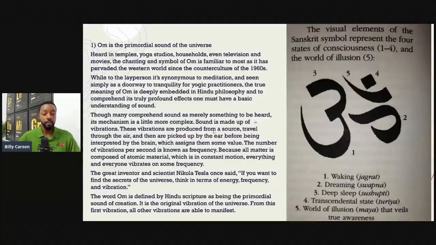The great inventor and scientist Nikola Tesla once said, "If you want to find the secrets of the universe, think in terms of energy, frequency, and vibration." He's talking about subatomic particles. The word Om is defined by Hindu scripture as being the primordial sound of creation. It is the original vibration of the universe. From this vibration, all other vibrations are to manifest.